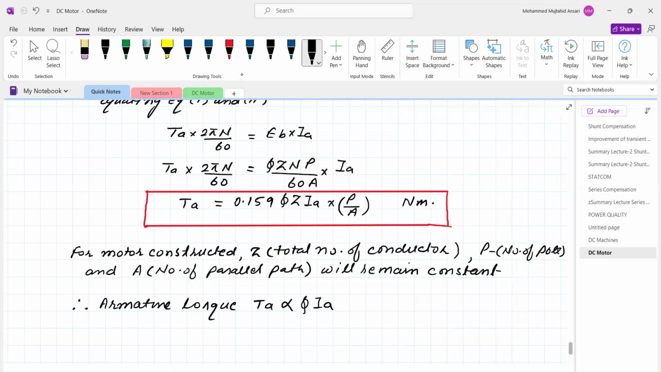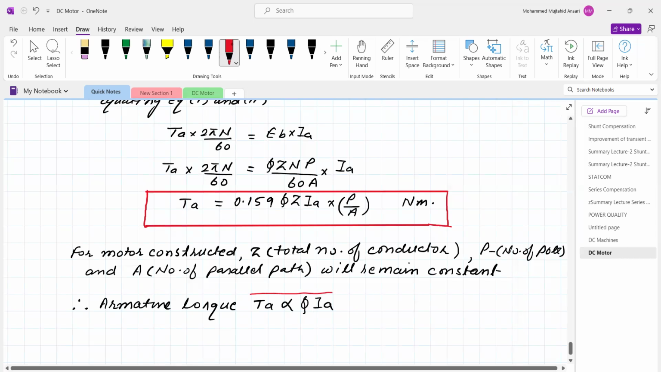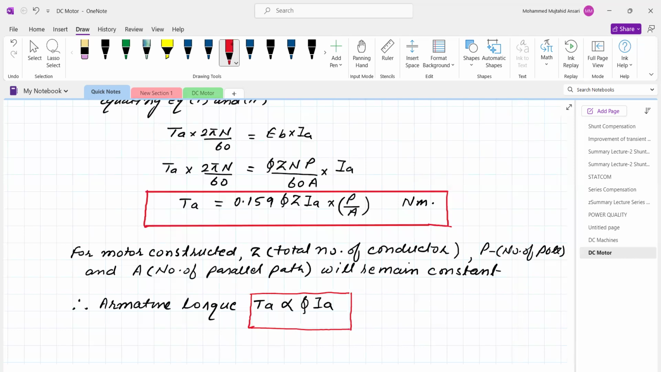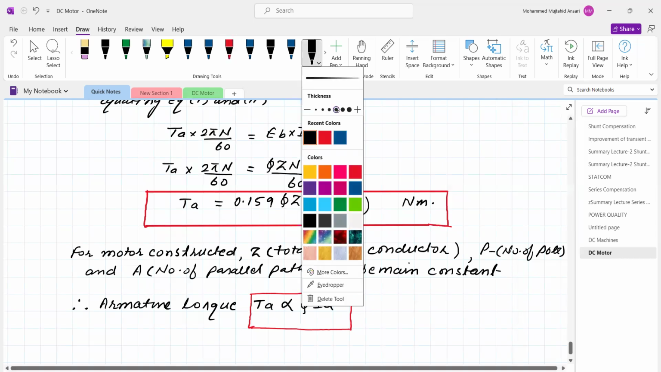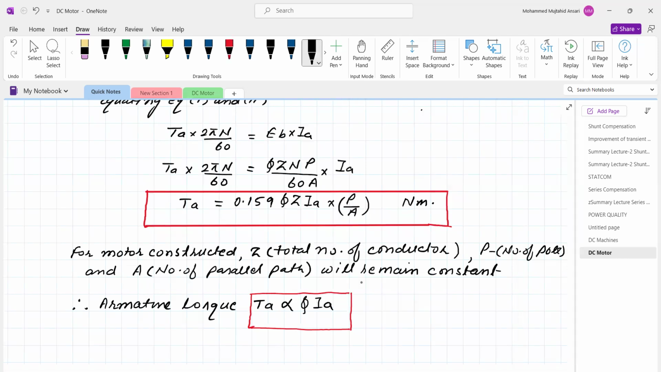So armature torque is directly proportional to the product of field flux or flux per pole and armature current. Either it may be a shunt motor or a DC series motor, any type of motor, torque is directly proportional to armature current and field flux. So this is the relation.